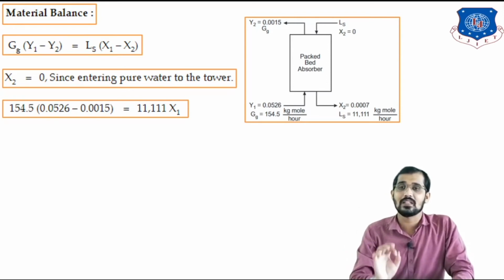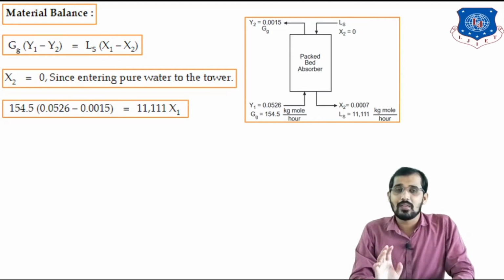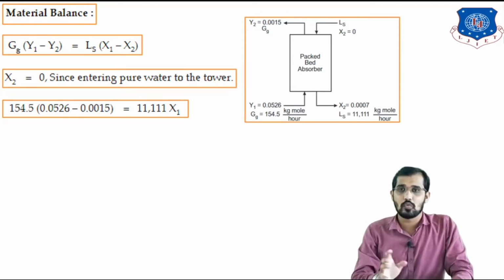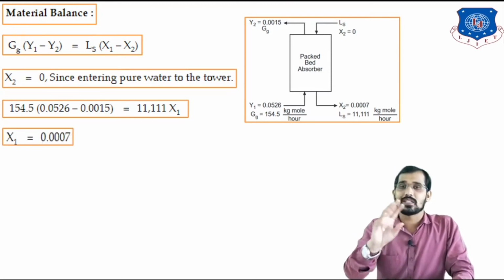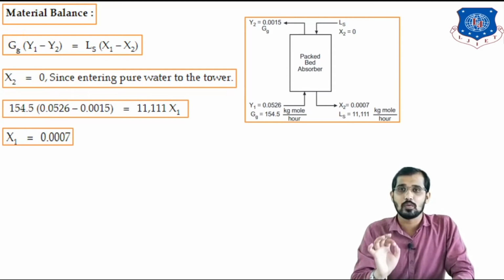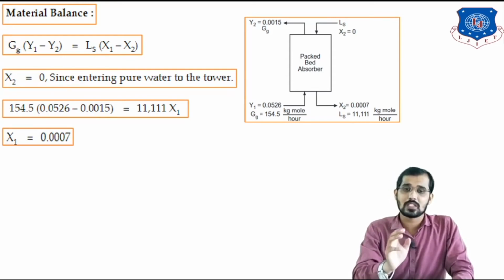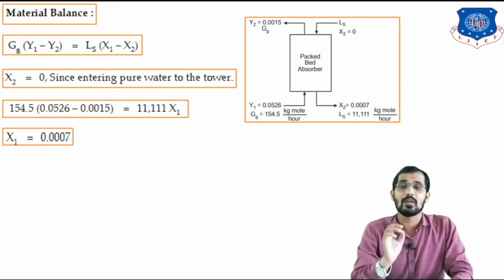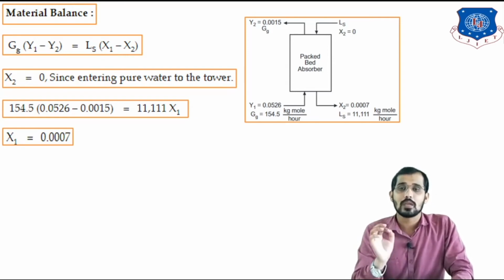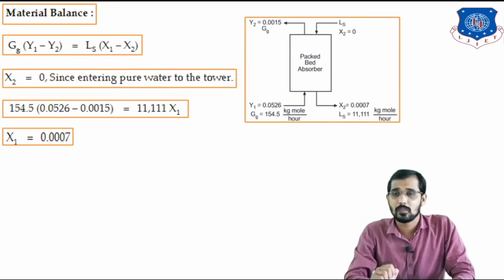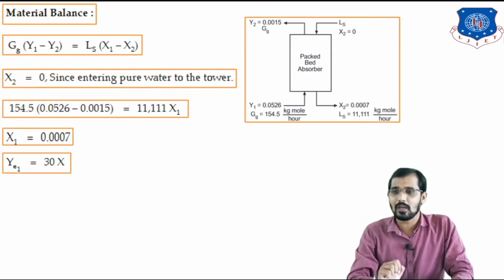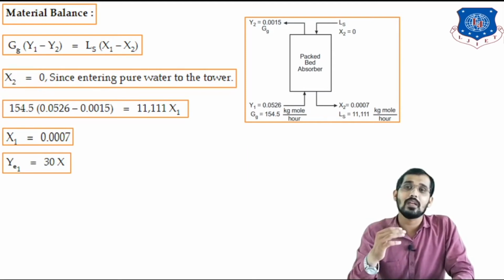After that, LS is 2 lakh divided by 18, which is 11,111, into (X1 minus X2). X2 is equal to 0, so we have only X1 here. From this equation we get X1 is equal to 0.0007. You can see this value in the figure as well, the amount of SO2 in the exit liquid stream of water. Similarly, we can calculate X1 in this manner, and now we are calculating YE1.